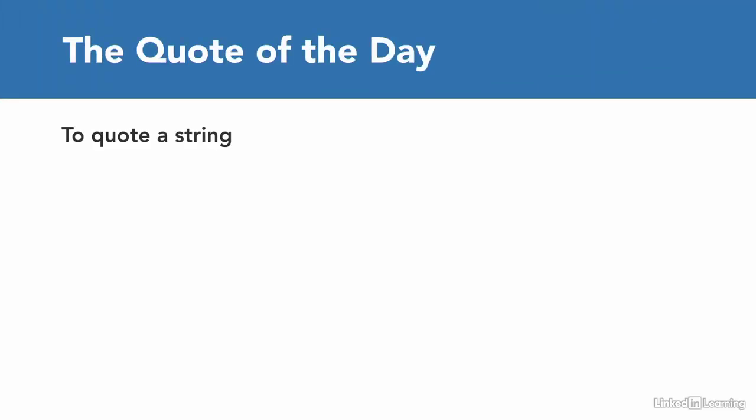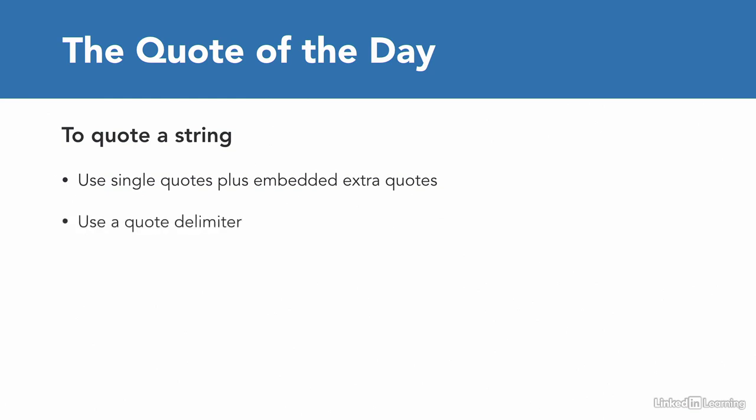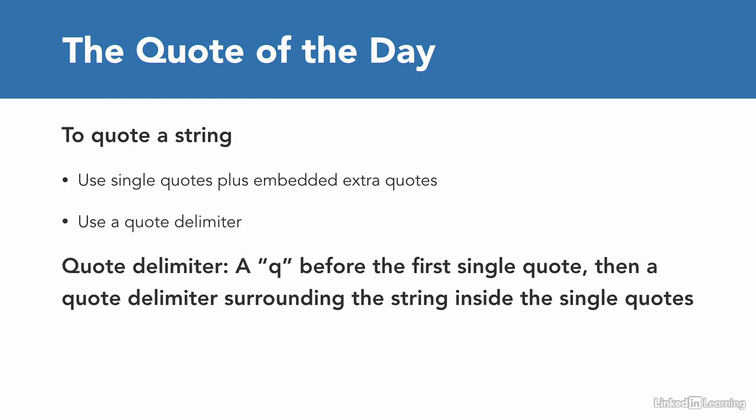You have 2 ways to create a string constant, whether in a select statement or within a PL/SQL procedure. Wrap the string with single quotes and double any embedded single quotes, or use a quote delimiter. If you use a quote delimiter, put a Q before the first single quote, then surround the string between the quotes within one of the allowed quote delimiters. You can have as many single quotes within the string, just don't put any quote delimiters in the string.